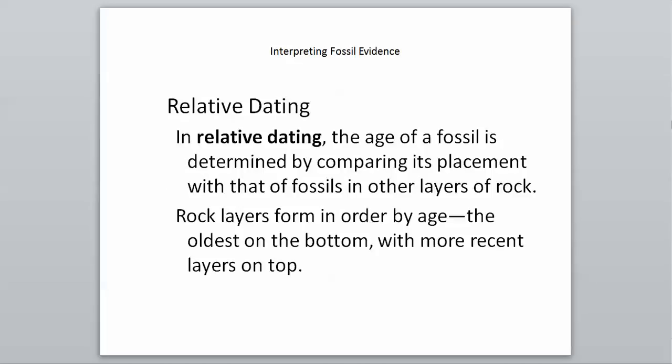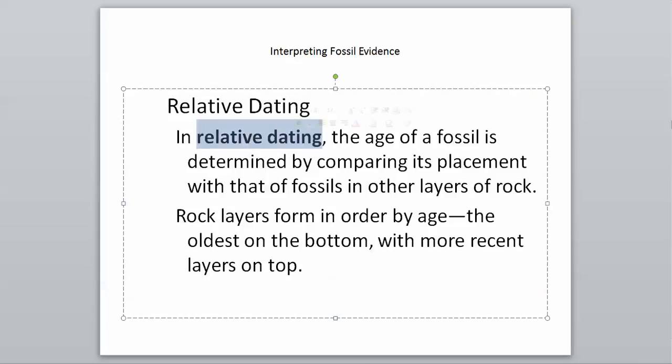In relative dating, which is a very simple one, and you might actually have another extra quiz in class over relative dating, so make sure you're ready for that, the age of a fossil is determined by comparing its placement with that of fossils in other layers of rock. This will make more sense when we look at the picture, but breaking it down even more, rock layers form in order by age, with the oldest on the bottom and the most recent layers on top.